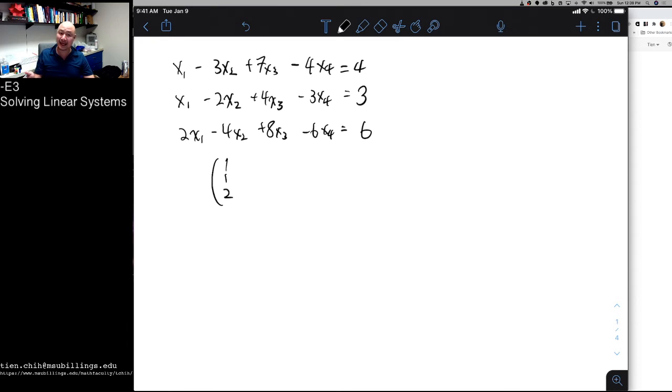And we want to keep in mind, as usual, that rows mean equations, columns mean variables or constants. So minus 3, minus 2, minus 4, 7, 4, 8, minus 4, minus 3, minus 6, and then 4, 3, 6. So we end up with this as our matrix, augmented matrix form of the system. 3 by 5, 3 rows, 5 columns.